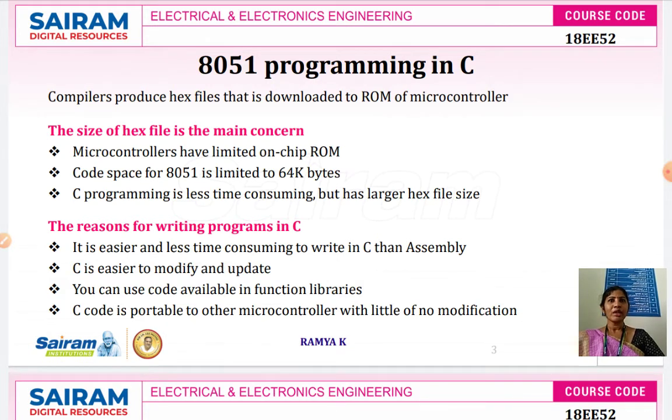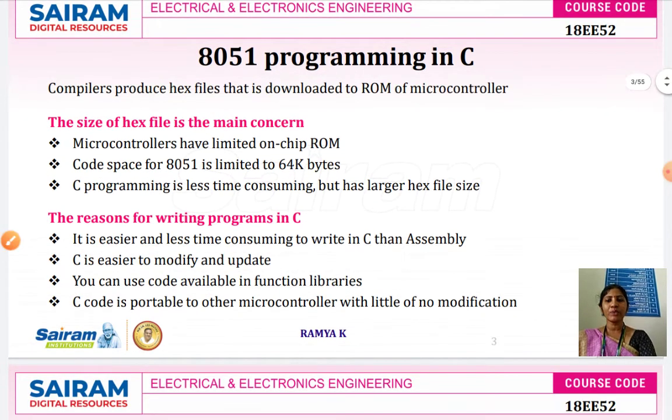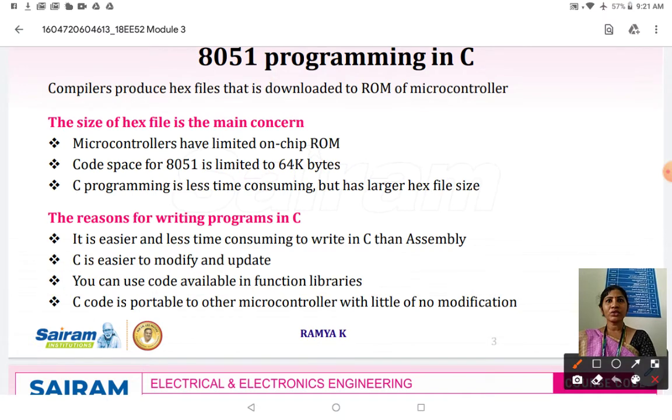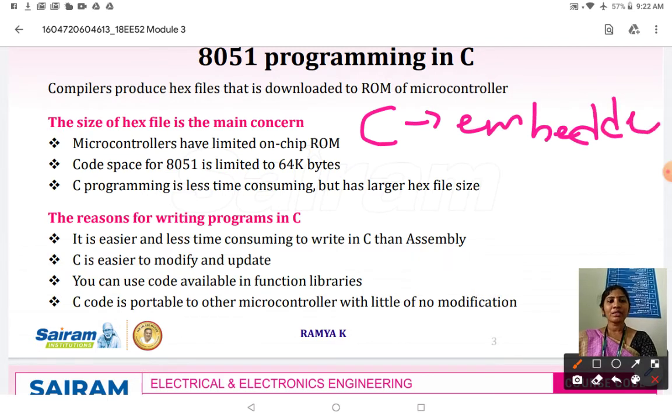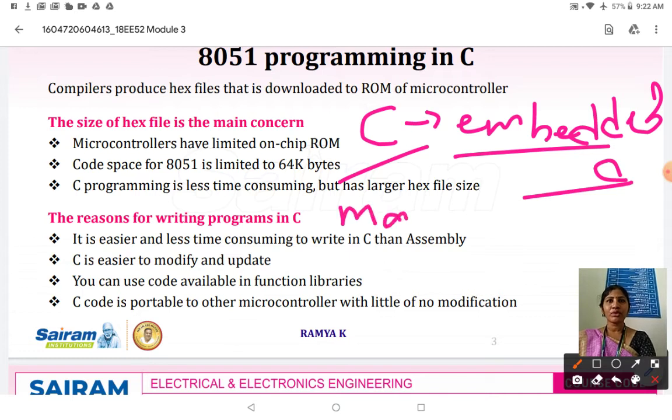For example, as we discussed, most of the syntax used in C is similar in embedded C. Whatever syntax we are using in embedded C, most of it is similar to that of C functions. For example, you have a main function. This is similar in embedded C as well as in C.